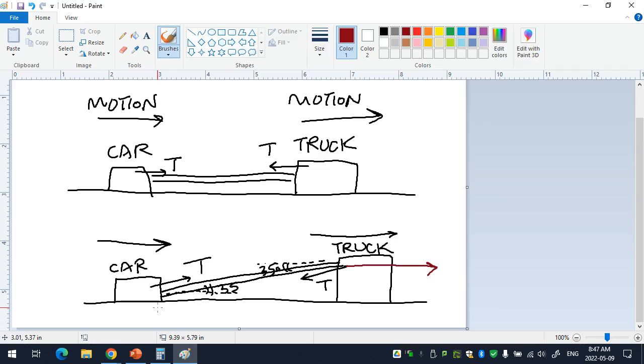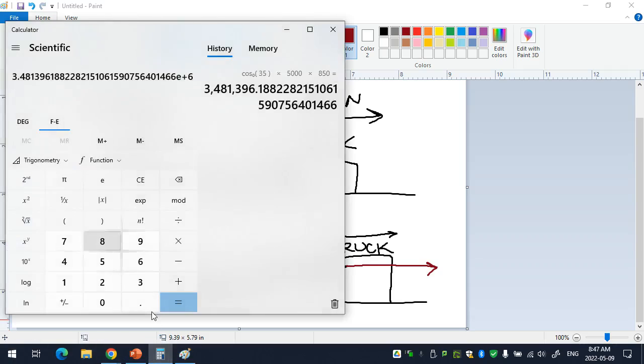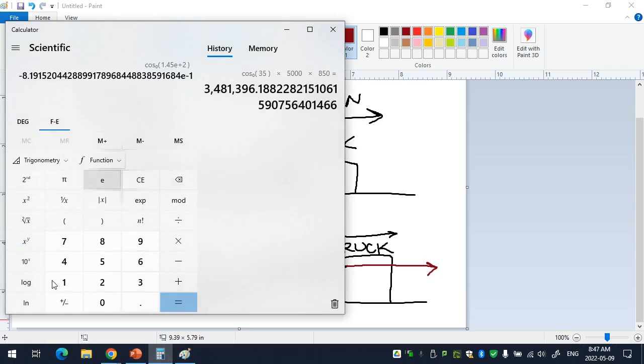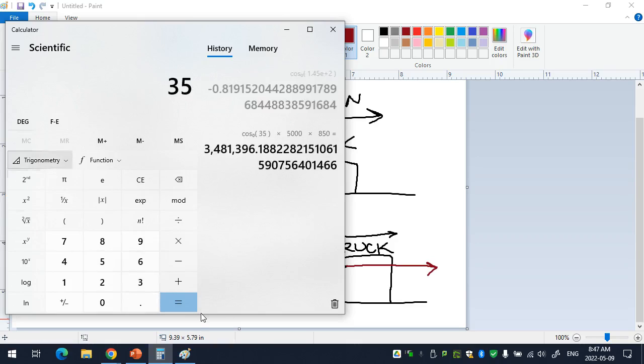145. So here it is. 145 cosine is what? Negative 0.819. How about the cosine of 35? It should be the exact same number, but with a what? With a positive. So 35 with a cosine. Yep, exact same thing. So either way is correct because there has to be a negative involved. Okay, so we can say what?